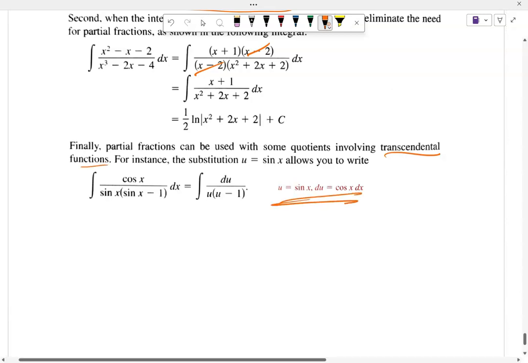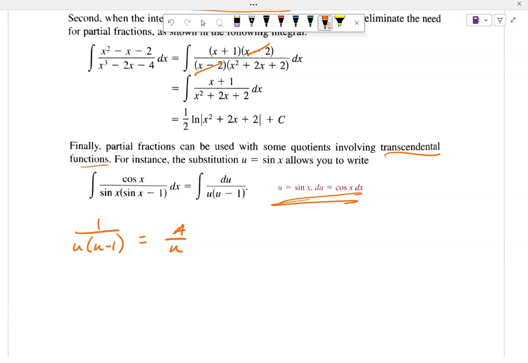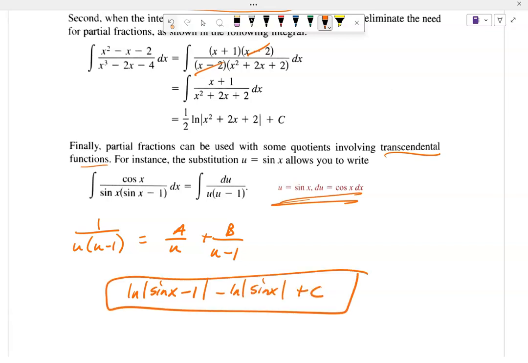So if you let u be sine x over cosine x, this would be, u is the sine, du is the cosine. And so this ends up being 1 over u times u minus 1. And you could set it up this way. Just make sure you plug in your u at the end, and you could solve that. And this one will actually end up being, that'll actually work out for you.